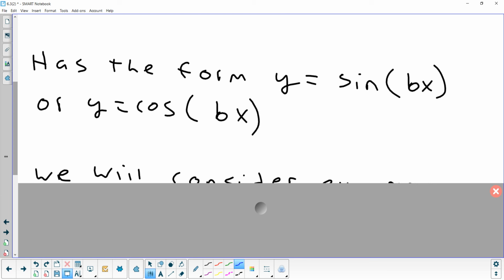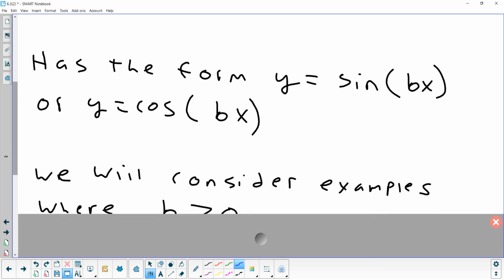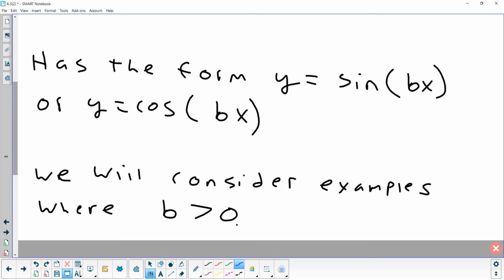Now b can technically be anything. It could be positive, it could be negative. We're going to focus on examples where it is positive. So since b will never be negative, you're not going to have to worry about a horizontal reflection. That's what a negative b would do. We're not going to do that.